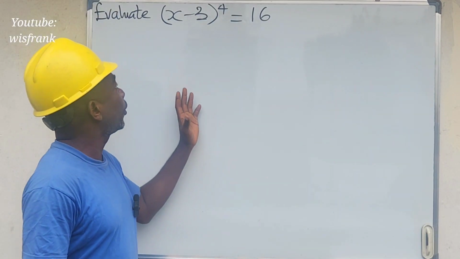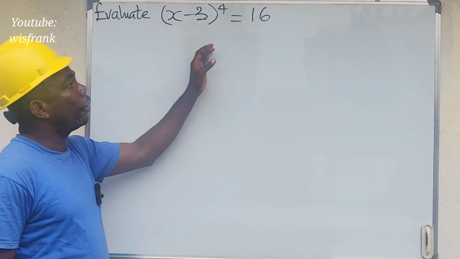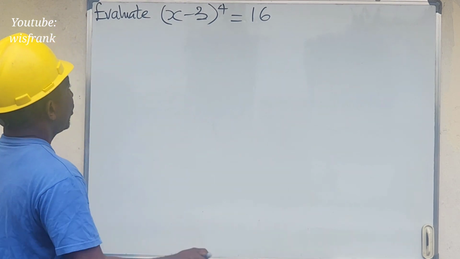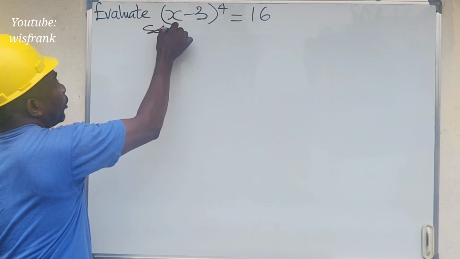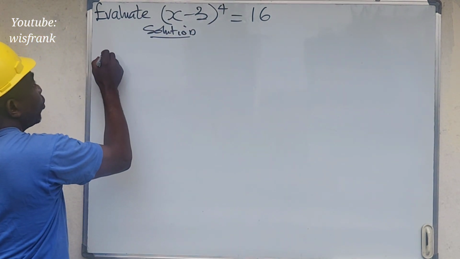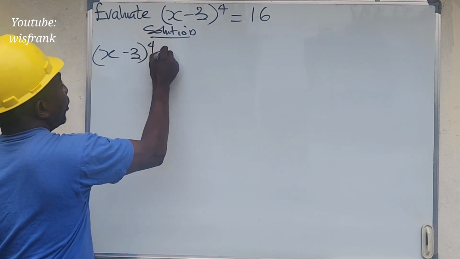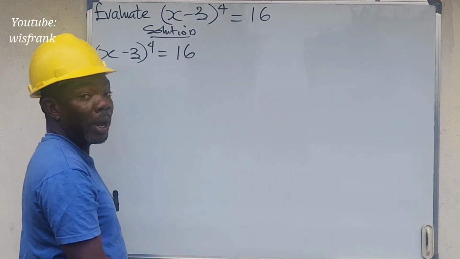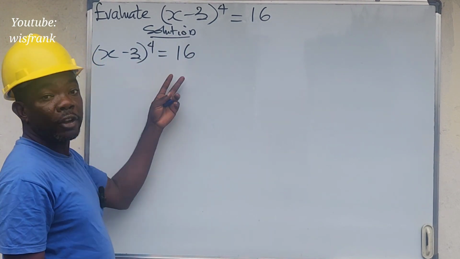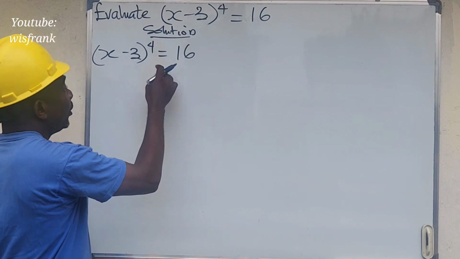For today, we are looking at this question and it says, evaluate (x − 3)^4 = 16. So we are going to evaluate this to find the solution of x, or the value of x. From the question, we are given (x − 3)^4 = 16. When we have an equation like this, we have a constant at the other side of the equality sign. We need to transpose the constant to this other side.